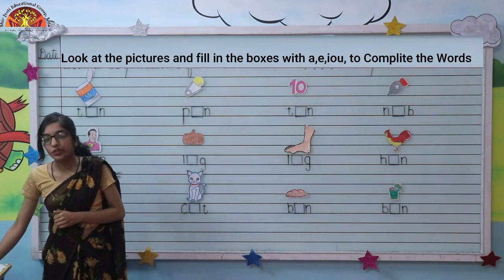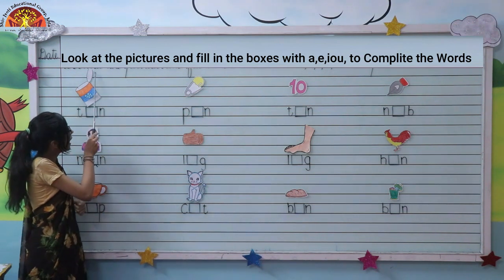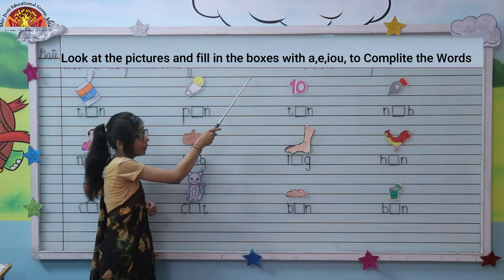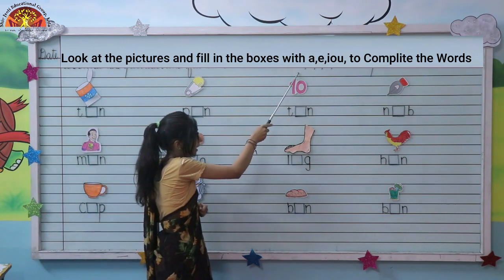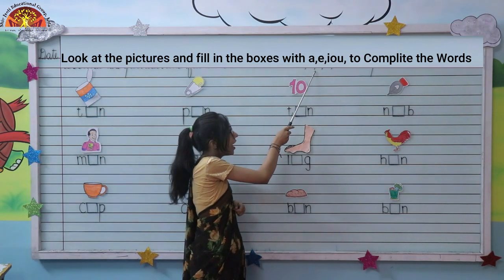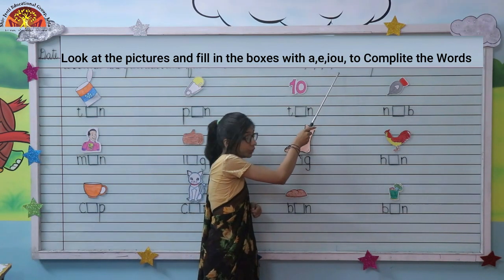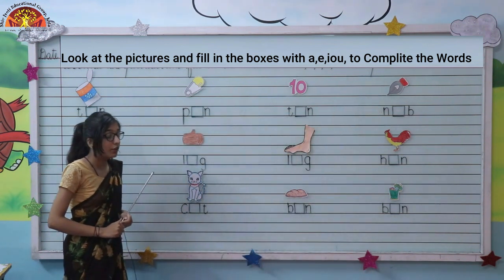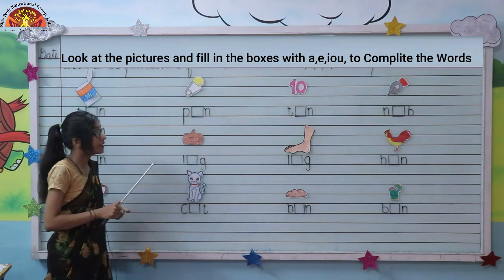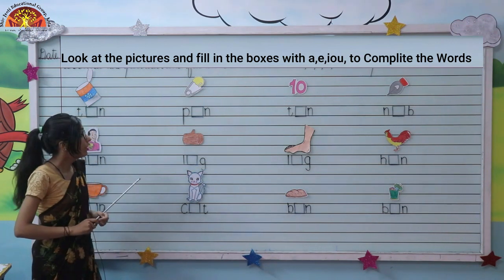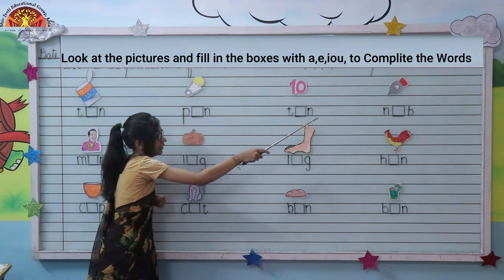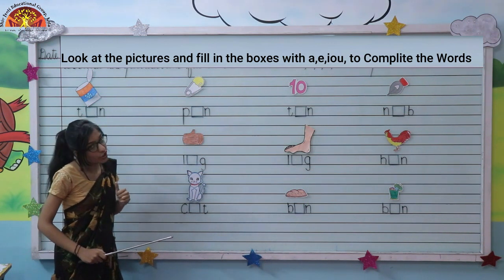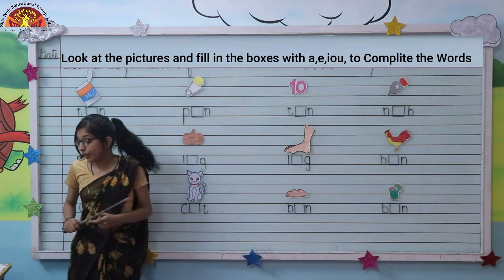First we will read the question. Look at the pictures and fill in the boxes with A, E, I, O, U to complete the words. So kids, what do we have to do? We have to observe all the pictures carefully and fill these given boxes with A, E, I, O and U. Okay?